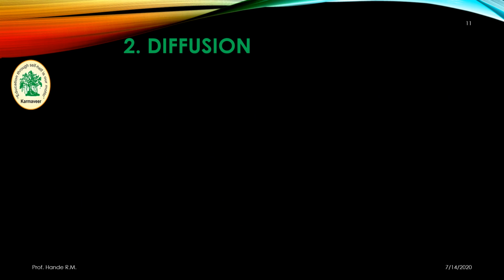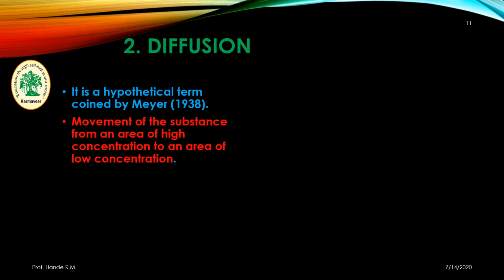Second process is diffusion. Diffusion is a process in which movement of substance from high concentration to area of low concentration. And diffusion is a hypothetical term coined by the scientist Mayer in 1938. The movement of substance from an area of high concentration to an area of low concentration is known as diffusion. Diffusion is an important process for the living things, and this process continues until the concentration of substance is uniform throughout.